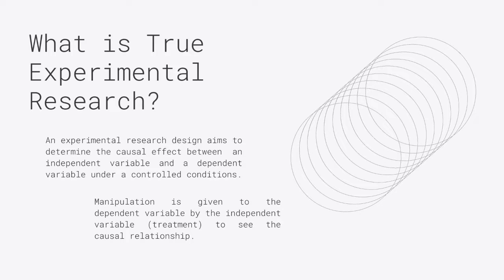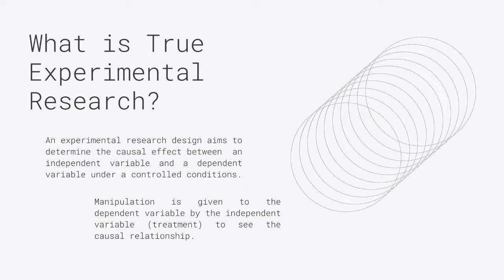So we're going to start off with what is true experimental research. It is one of the methods in experimental research designs that aims to determine the causal effect between an independent variable and a dependent variable under controlled conditions. It's under controlled conditions because the researcher who conducts the experiment must be able to control all the variables that will later affect the outcome.